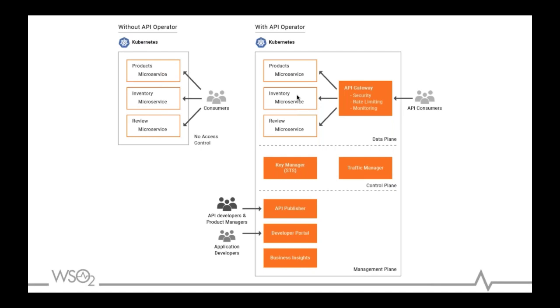And you have the API developer portal, where the application developers or the external users come and discover the APIs, and they can subscribe to APIs as well. Then finally, you have business insights using the API analytics server. You can get the business insights for your API. So this is the ecosystem built with the API operator. As I explained, you have these three planes: data plane, control plane, and management plane.